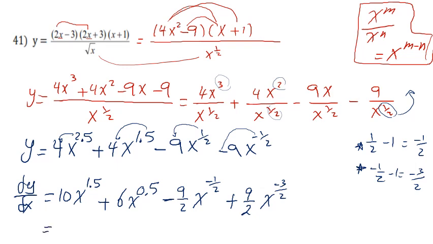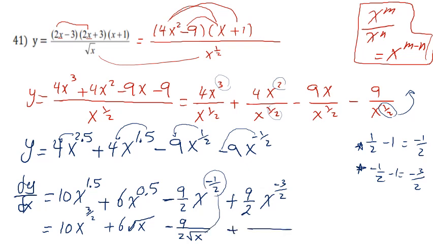Now I want to write it in simplest form. I can write it as 10x to the power 3 over 2 plus 6 root of x, x to the power half is root of x, minus 9 over 2 root of x, x to the power negative half moves down as root x, plus 9 over 2 root, this one is for the root and this one for the exponent, so it's x to the power of 3.